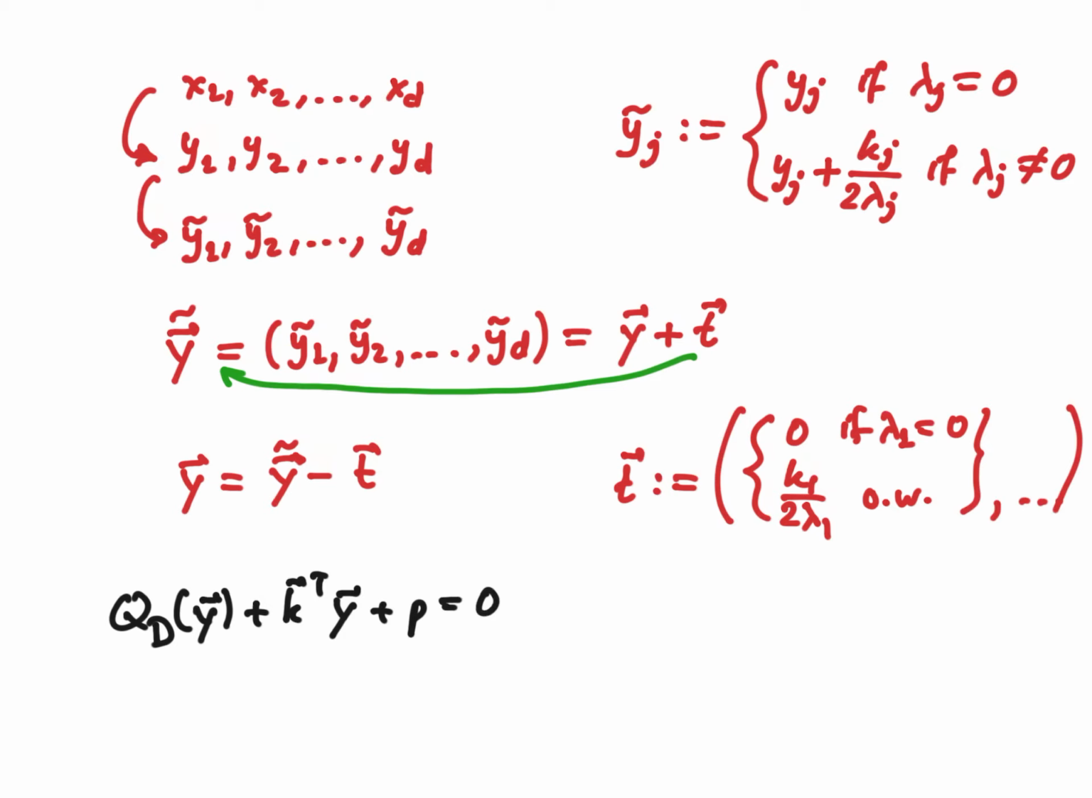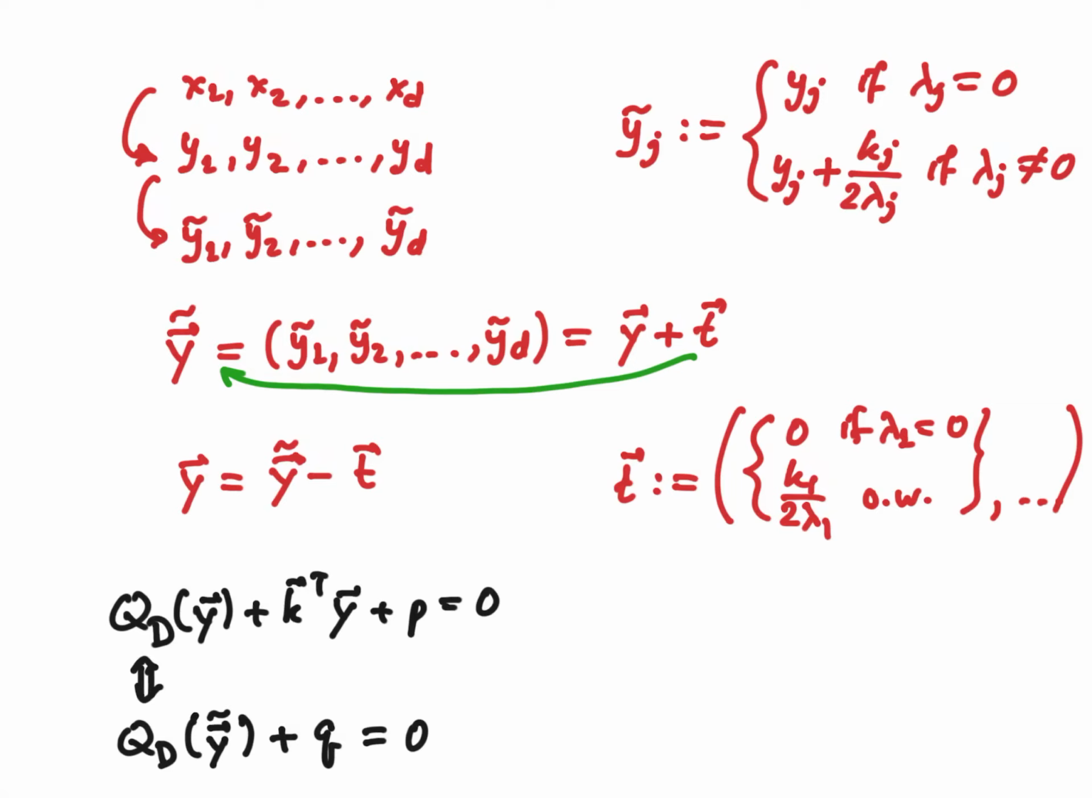And if I just replace y, I'm sorry. Yeah, so this equation is equivalent to, okay, so it's the same quadratic form with y tilde plugged in, and then some modified constant, which we can call p tilde. Or well, for simplicity, maybe I'll just call it q.